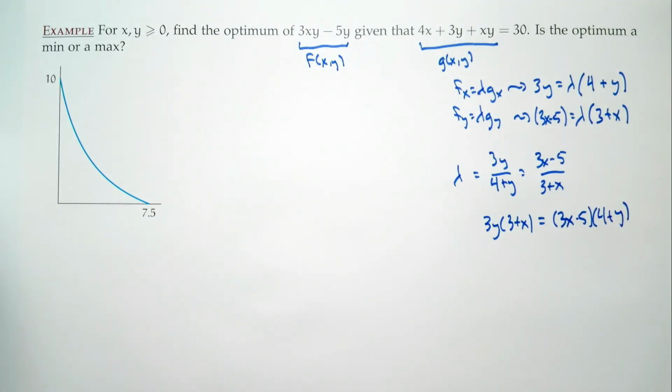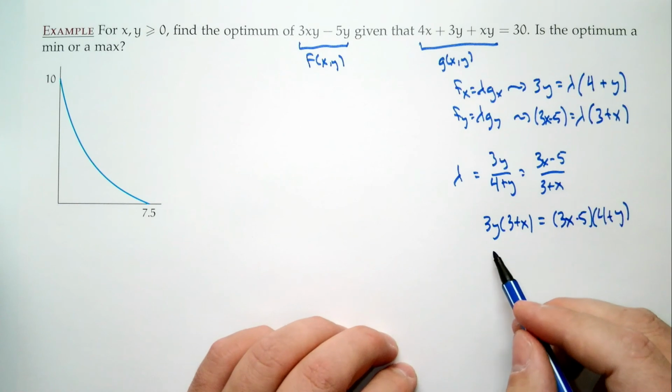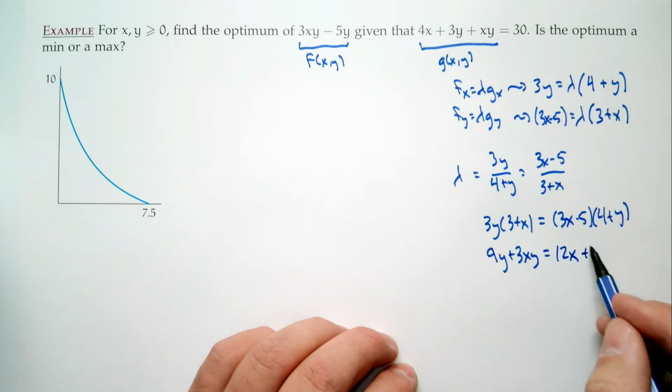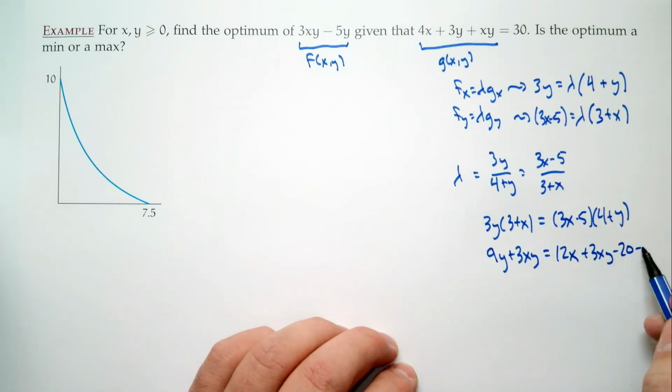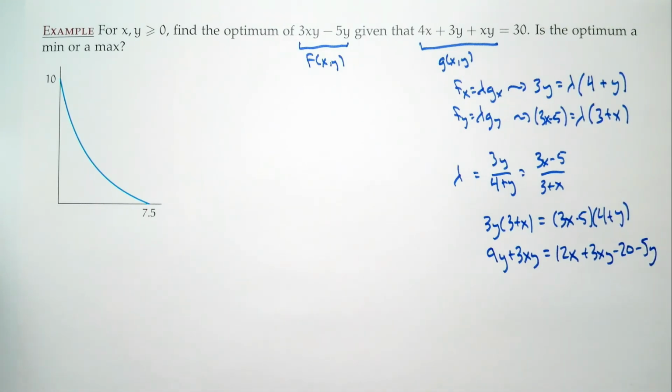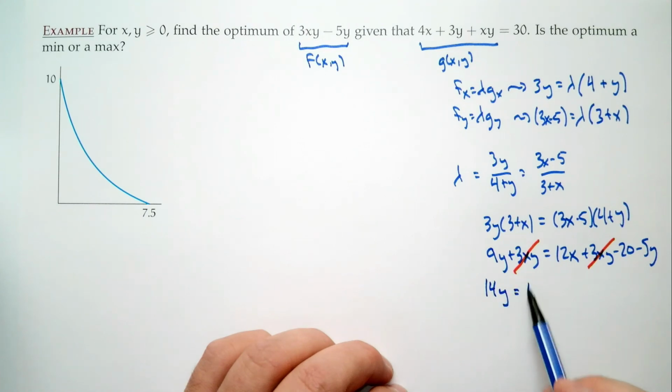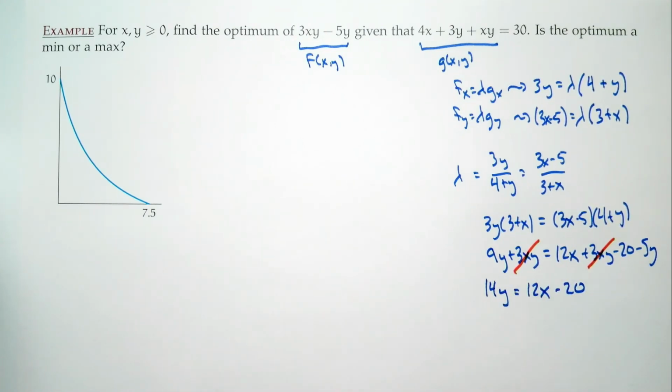Now what? Well, expand. 9y plus 3xy equals 12x plus 3xy minus 20 minus 5y. Now, it's not looking too promising until you say, oh, wait a second. The least nice term cancels. So you should expect things to happen. Things will cancel, things will factor, beautiful math will occur. All right, move things around. We can say that 14y is equal to 12x minus 20. So that's a new relationship that we have: 14y equals 12x minus 20.